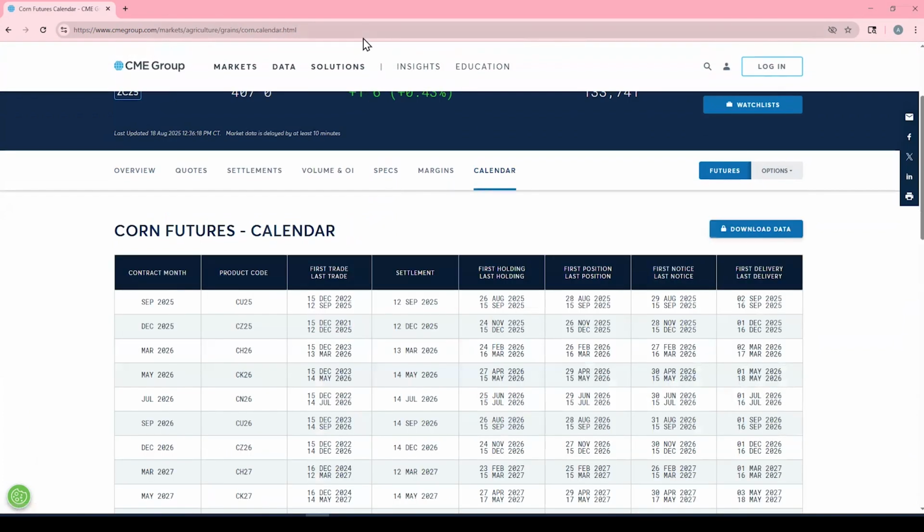The calendar provides dates for key time periods for a specific contract. When we look at different contract months, we can determine the first trade and the last trade. In this case, when we look at the September 2025 contract, you can see that trading started December 15th, 2022, and the last day of trading will be September 2025.